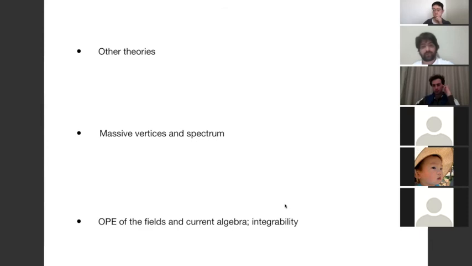other techniques. Here, for example, the OPE of the current algebra was already used to compute some spectrum, some masses. So it would be very nice if we could do this, the algebra of currents that appear in the action.